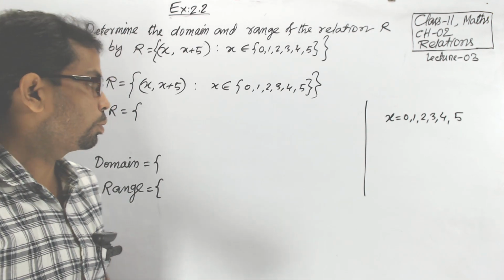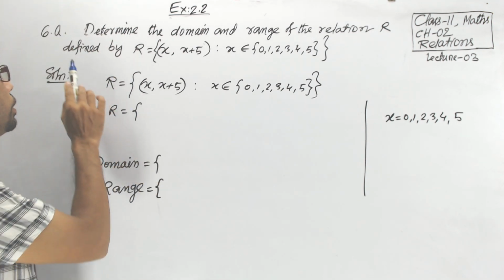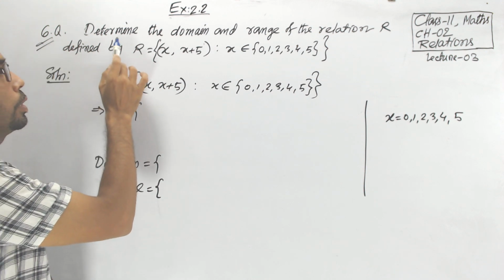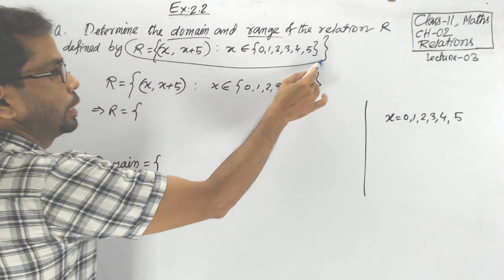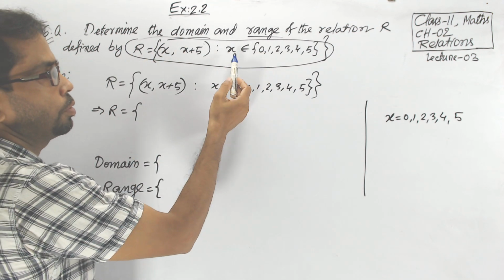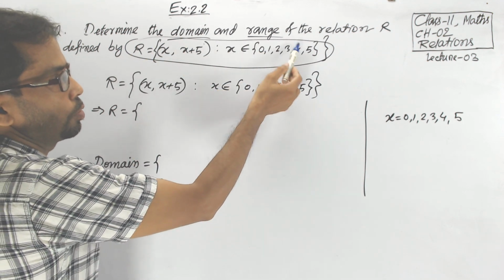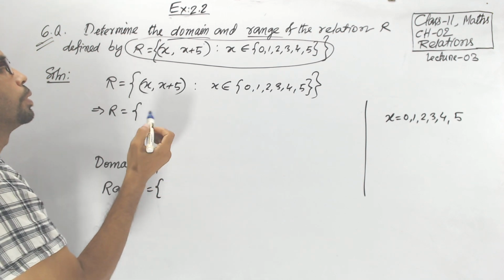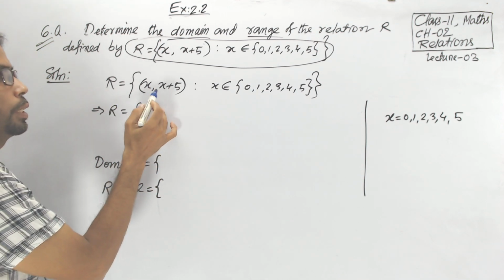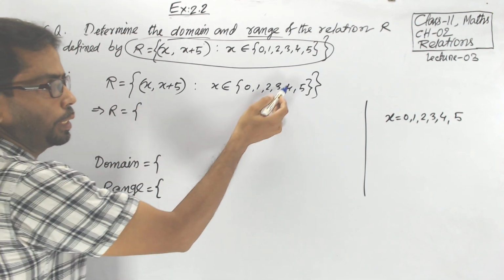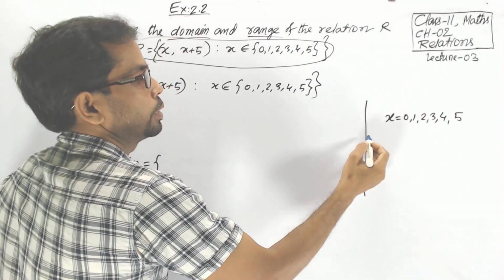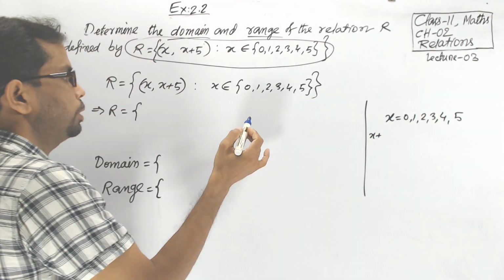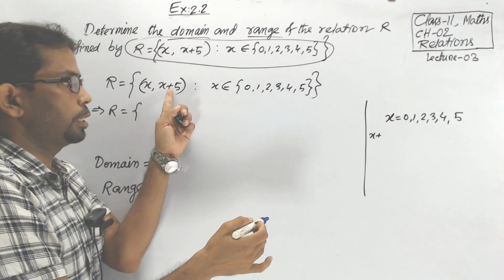The next question, number 6. Determine the domain and range of the relation. The relation is given by this, and the set of values for x is also given here, 0 to 5. That means first component is x, second component is x plus 5, and x can take any values from here. That means x can be 0, 1, 2, 3 up to 5. Then what will be the corresponding values? Corresponding value should be x plus 5.